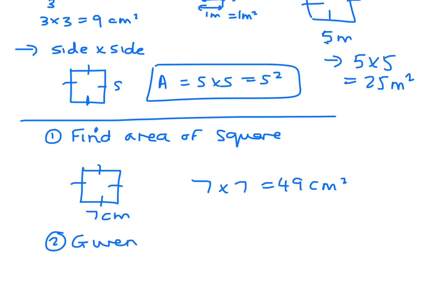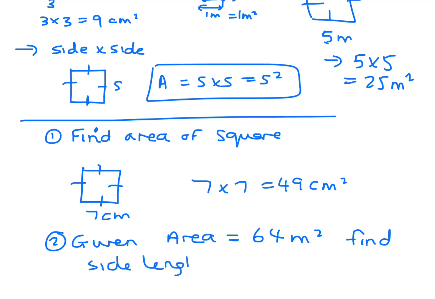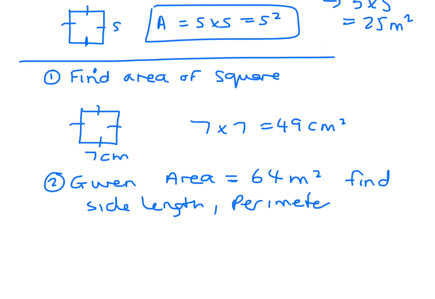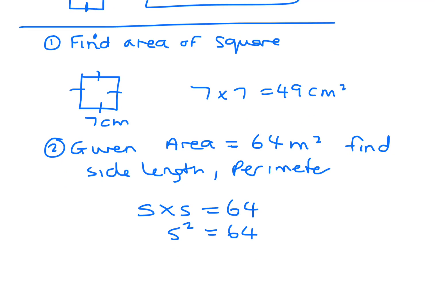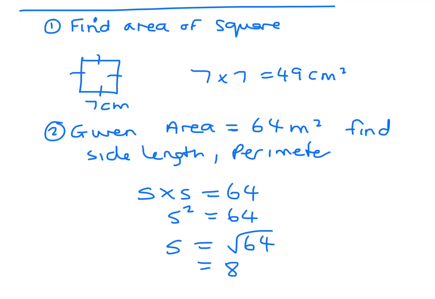But if you're given the area of a square, then you just have to work backwards. So given the area of a square is 64 meters squared, find the side length and maybe find the perimeter. All you need to do is work backwards, because we know that side times side will equal 64. So what times what gives you 64? You could just think what times what and know your times tables, or you could apply the theory of equations, and the opposite to a square is a square root. So if I square root 64, I'll just get 8, and that would be 8 meters.